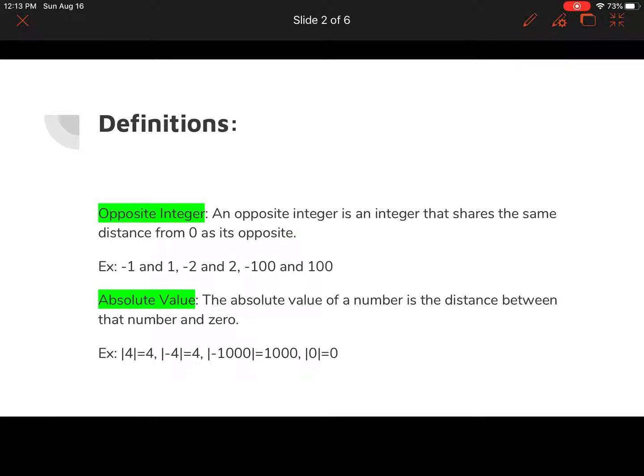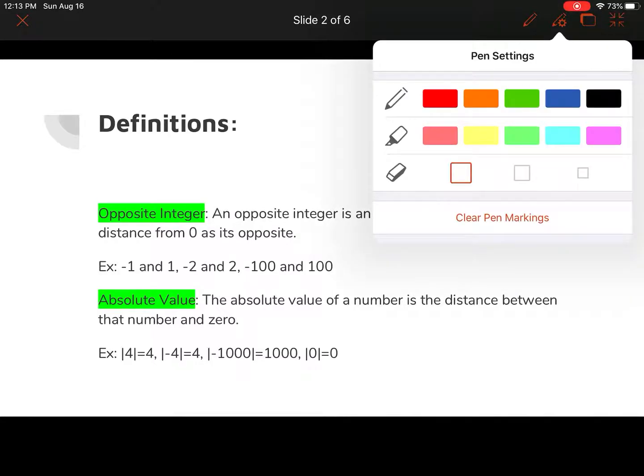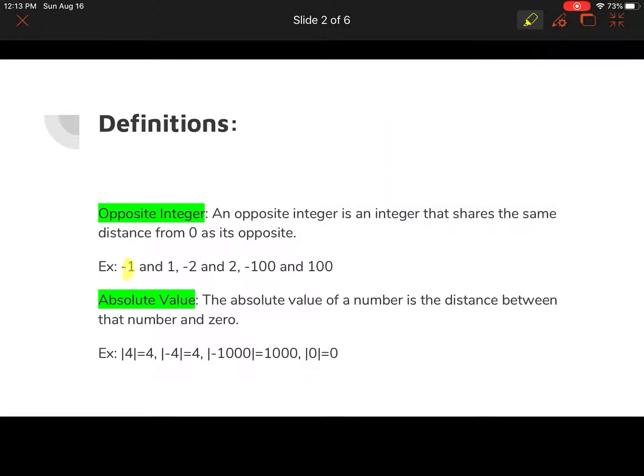So if we look at -1 and 1, we can see that both of these integers are going to be 1 away from 0. Same with -2 and 2, because they're both 2 units away from 0, and -100 and 100, because they are both 100 units away from 0.